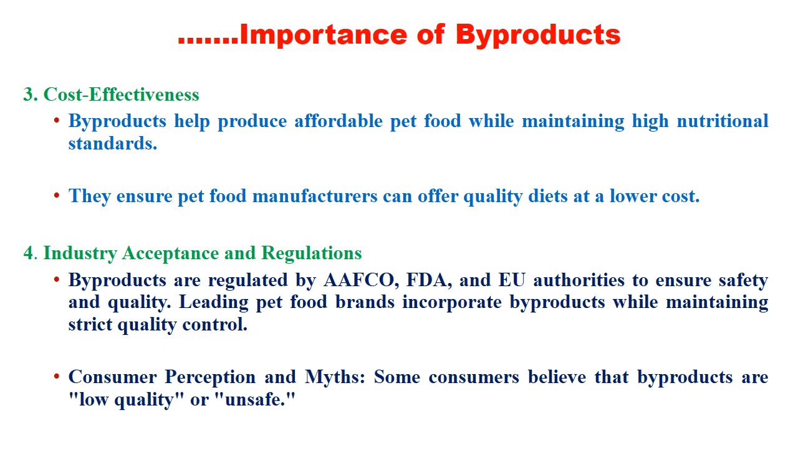There is a myth, a consumer perception, that some consumers believe byproducts are low quality or unsafe. So nowadays there is a lot of propaganda that byproducts should not be used in pet food. Actually it is not true. The byproducts are of very high quality and very high quality nutrients as I mentioned earlier, and the safety aspect is taken care of because they are processed by sterilization, by rendering. Some of these we are going to discuss in the next lecture talking about the processing of byproducts and pet foods.